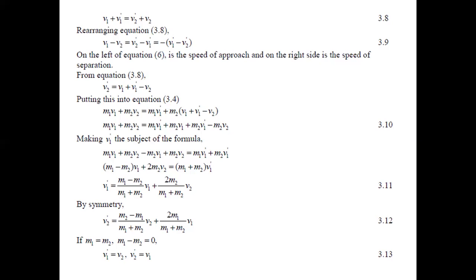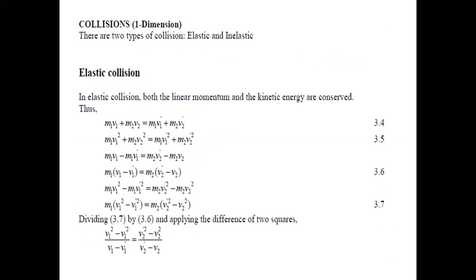We're going to arrive at v1 prime equals (m1 minus m2) over (m1 plus m2), multiplying v1, plus 2 m2 over (m1 plus m2), multiplying v2. By symmetry, v2 prime equals (m2 minus m1) over (m1 plus m2) times v2 plus 2 m1 over (m1 plus m2) times v1. What do I mean by symmetry? If you look at the equations for both linear momentum and kinetic energy, notice that m1, v1, m2, v2 are symmetric in the expressions.